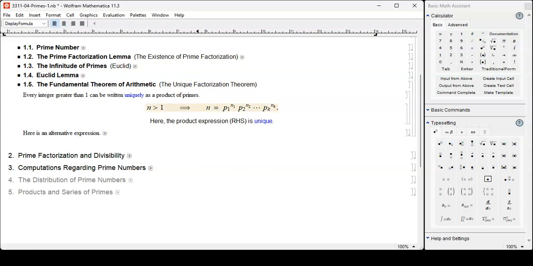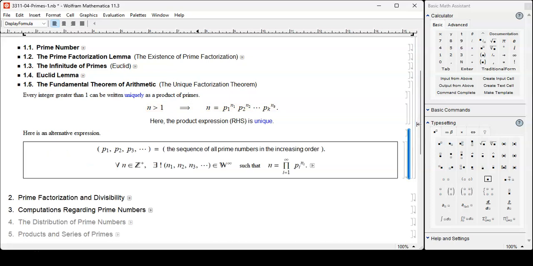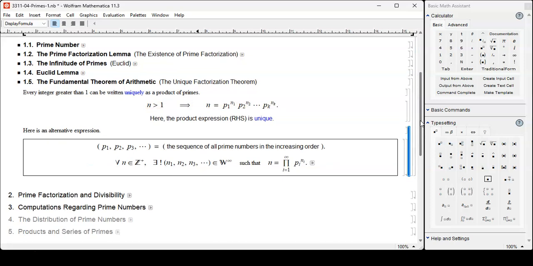This is one way to express it, and here is an alternative expression which is going to be a little bit more convenient in the technical proof. It looks a bit intimidating, but don't be intimidated too much. It may look like an infinite product expression, but in reality it is just a finite product. Let P1, P2, P3, P4, and so on be the sequence of all prime numbers in increasing order. So 2, 3, 5, 7, 11, 13, 17, 19, 23, and so on.